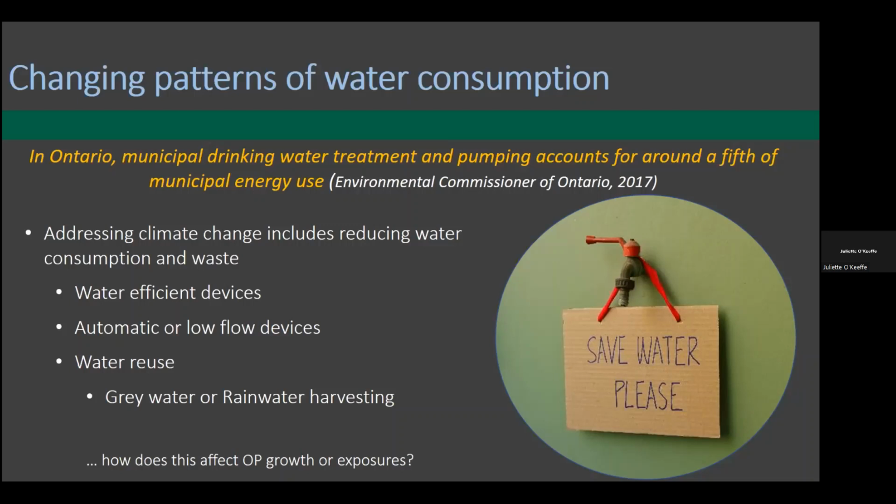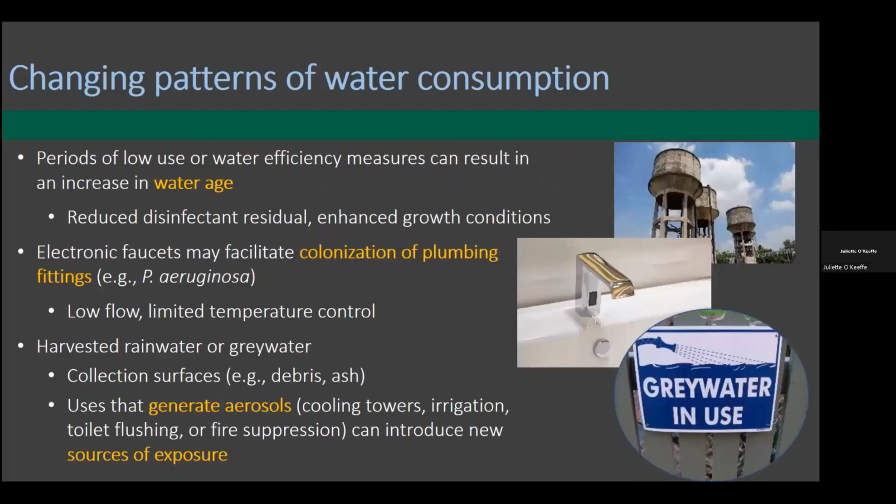Does it improve conditions for them to grow? And yes, probably. We see that with periods of low use or water efficiency measures in distributed water systems and in premise plumbing, that increases the water age. So basically the residence time of that water inside that closed system. And the more time that water spends inside that system, you see reduced disinfectant residual and enhanced growth conditions for opportunistic pathogens. So water age can be quite important in assessing our level of risk.